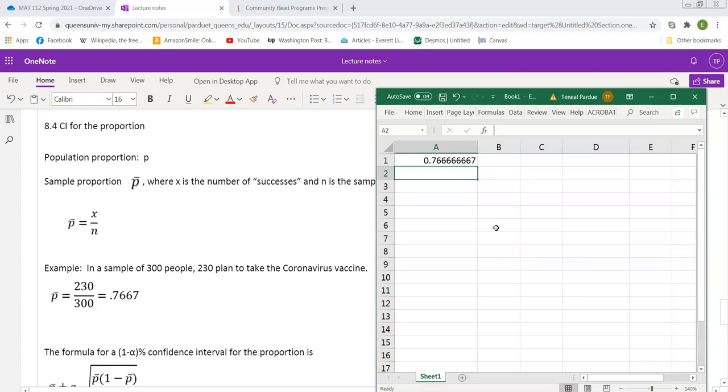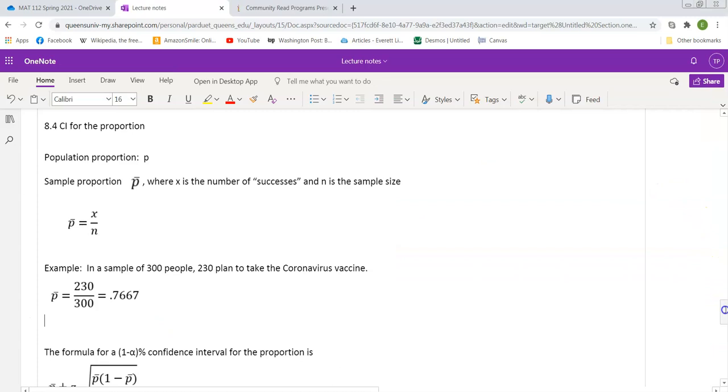You may be asked this phrased differently. It may say in a sample of 300 people, 76.67% plan to take the coronavirus vaccine, and you would need to find this 230 by just doing 76.67% times 300.